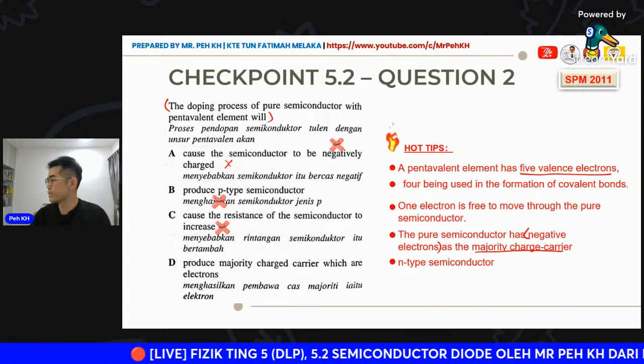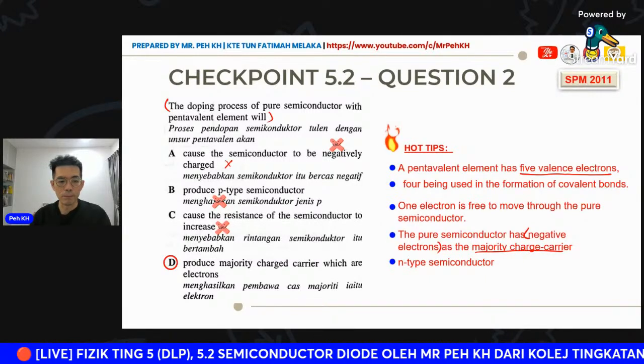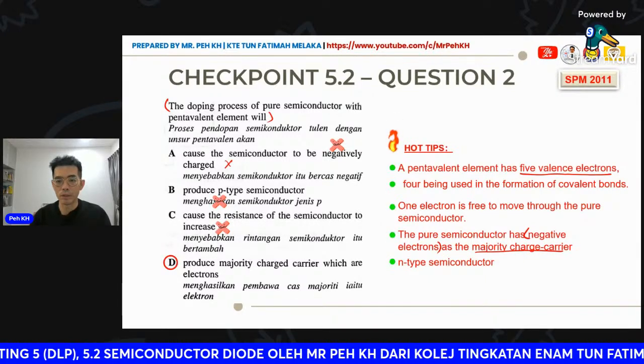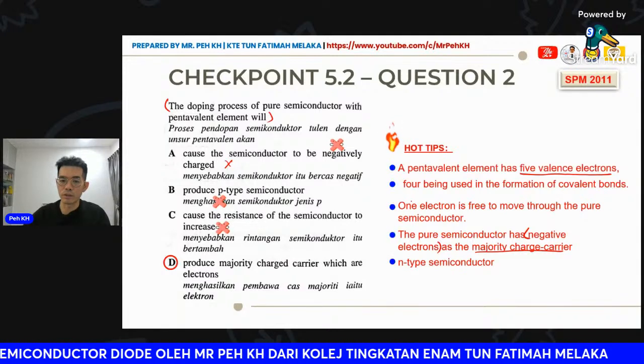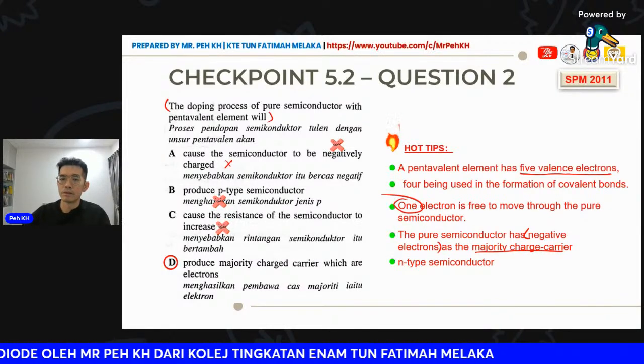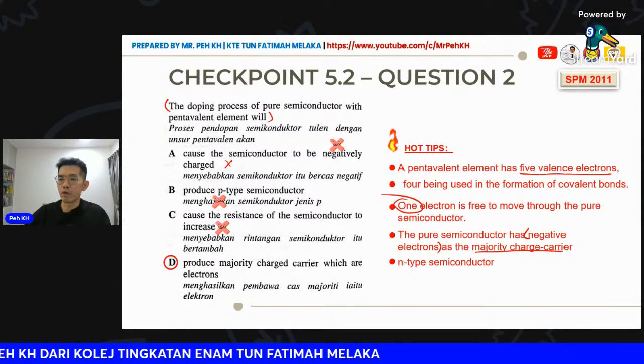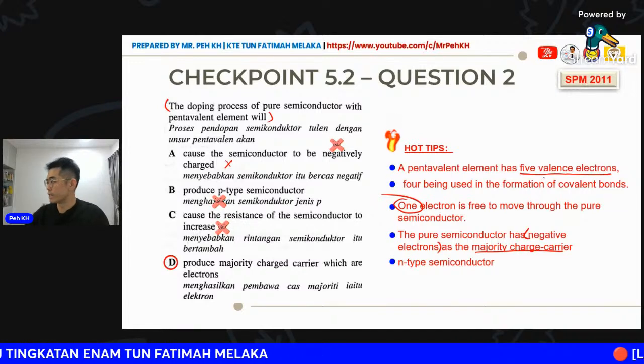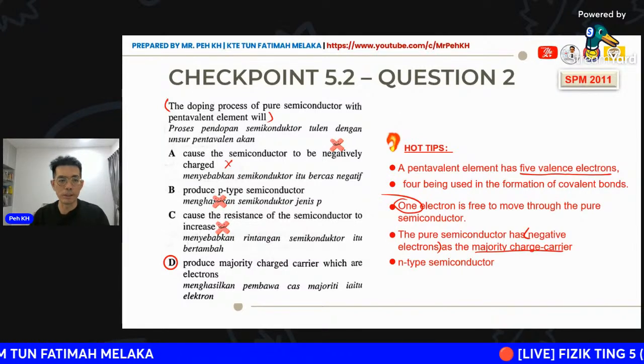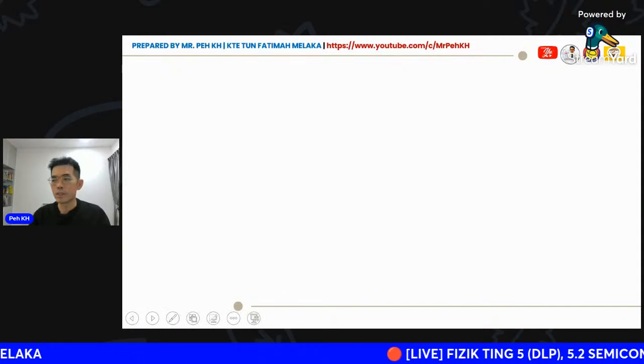So the answer here should be D, Jimmy. Okay, so the major carrier here will be electron because we have 1 extra electron. And the other 4 will form covalent bonds with the pure semiconductor. Okay, so here the answer should be D, Jimmy. Okay, so the next question.